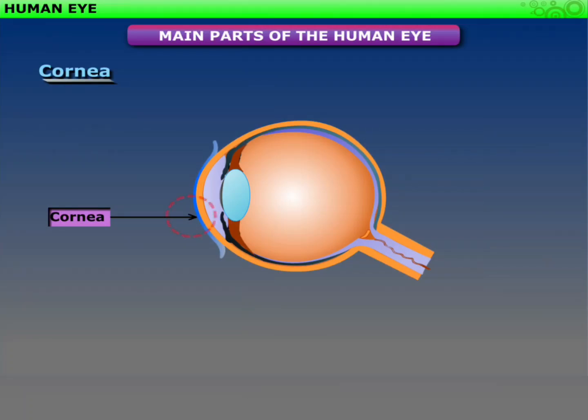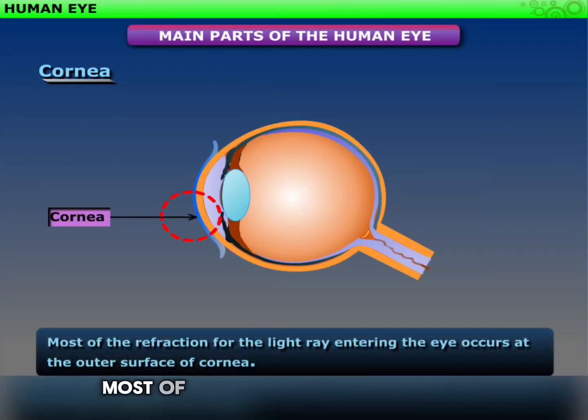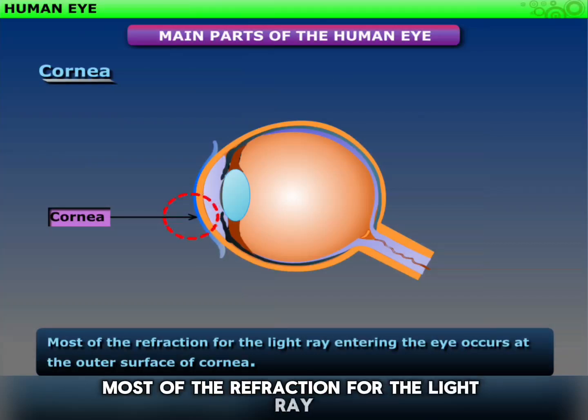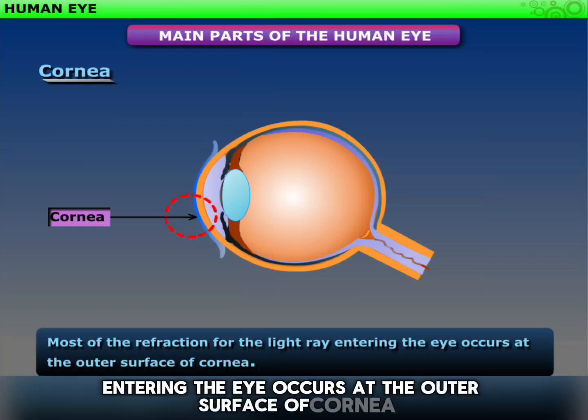Cornea. The light enters the eye through a thin membrane called cornea. It is the front portion of an eye and is made up of a transparent substance. Cornea is convex in shape and bulges outside. Most of the refraction for the light ray entering the eye occurs at the outer surface of cornea.